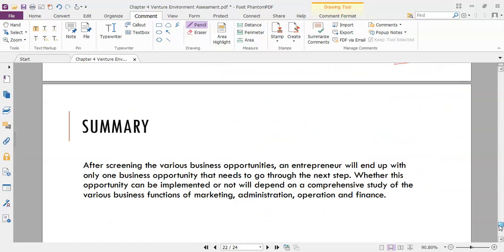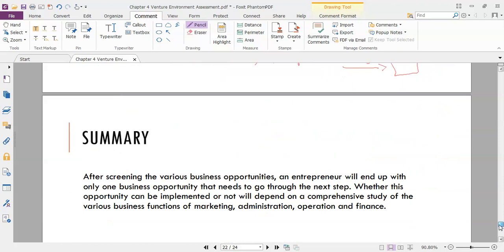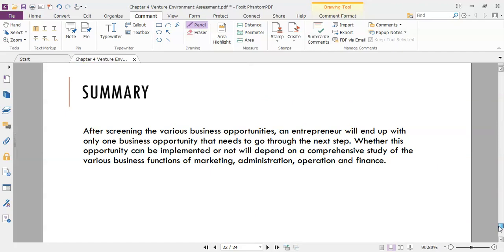Then summary, after screening the various business opportunities, an entrepreneur will end up with only one business opportunity. After you consider all the issues, you need to end up with only one business opportunity that needs to go to the next step. Whether this opportunity can be implemented or not, it will depend on the comprehensive study of the various functioning other than that. So after we screen, we must know the business function of marketing, admin, operation, and finance in order to decide which of the business opportunity that you want to create.